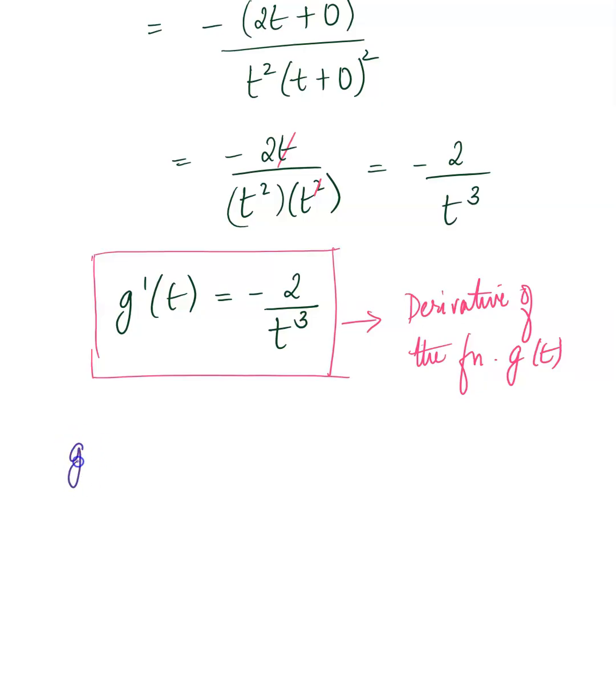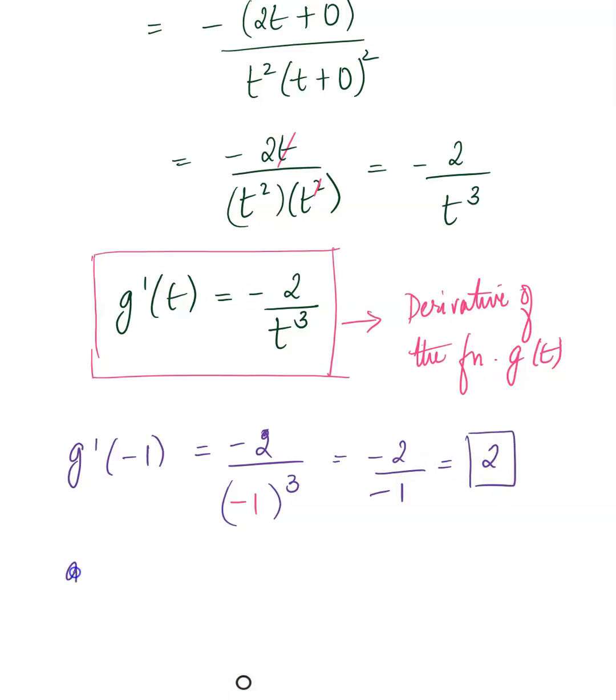Now we're going to use this to evaluate at those individual values. So first let's do g prime of negative 1. That's what we were asked to find. So g prime of negative 1 would be negative 2 over t, which is negative 1. Negative 1 when cubed gives back a negative. So negative 2 over negative 1, which is positive 2. So g prime of negative 1 is positive 2.